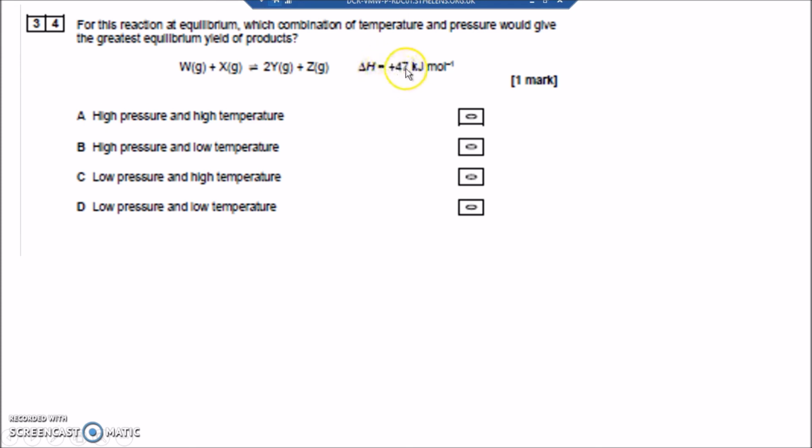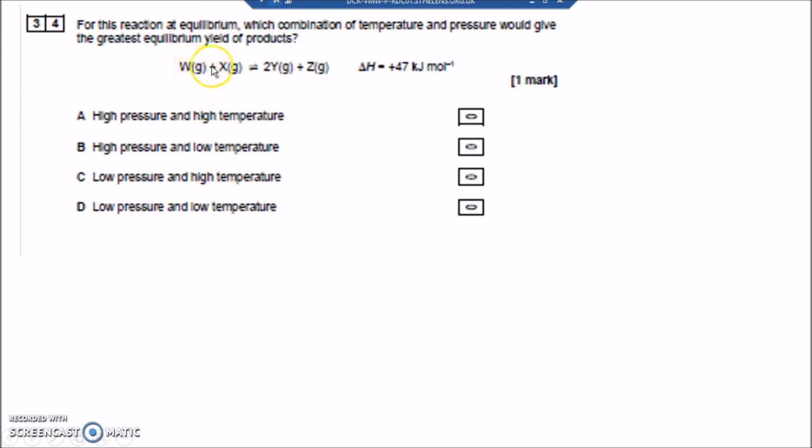It's endothermic and lowering the temperature. I increase the temperature, it shifts to the right hand side, makes more Y and Z, and lowers the temperature to oppose the change I've just made. So more Y and Z are made in the mixture when I make it a high temperature. So I'm looking at either A or C as my answer.